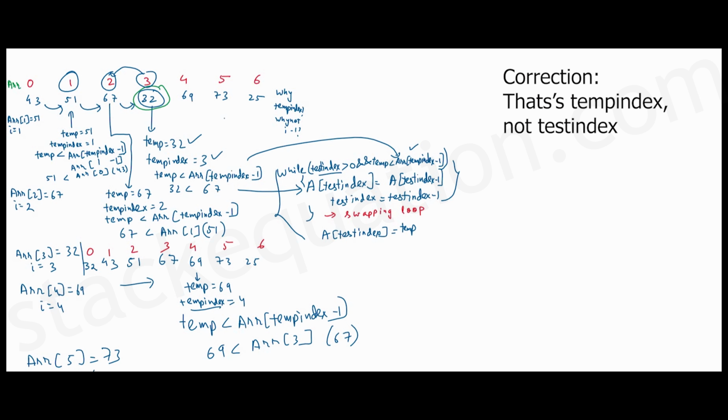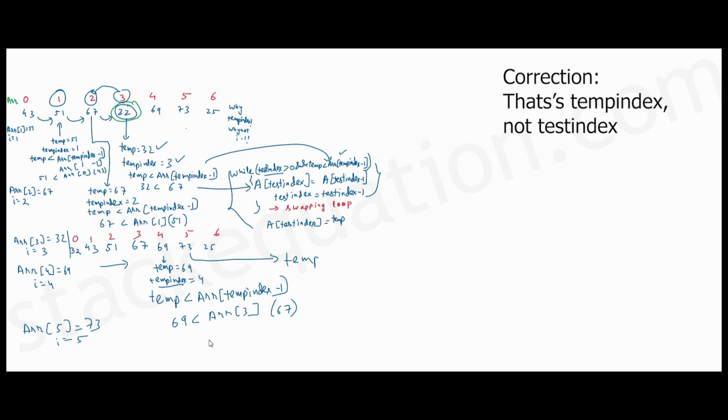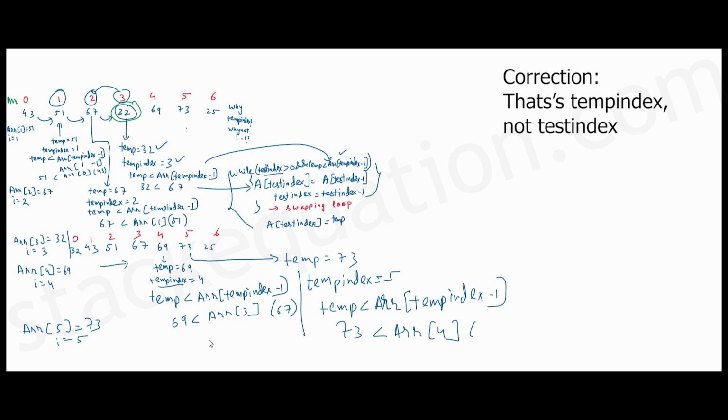I is equal to 5. So temporary value will be 73, and temporary index will be 5, right? Is temporary less than array of temporary index minus 1, that is array of 4, all right? Array of 4 is 69. So is 73 less than 69? No. So it won't go inside the loop. So it will move on to the last one, that is array of 6, that is 25.